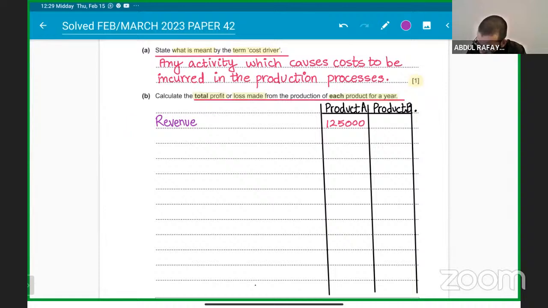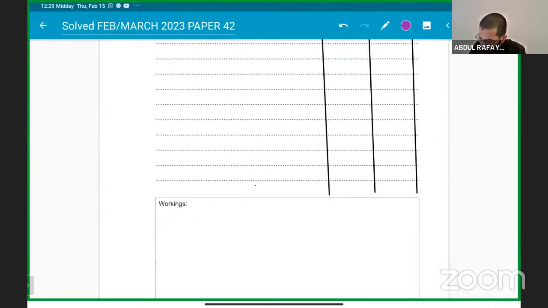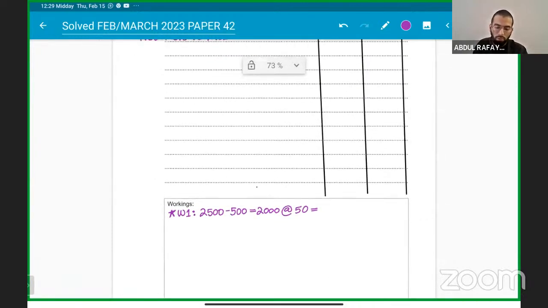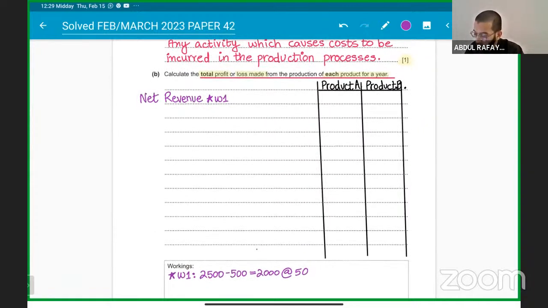Let's do it below in the column where we have the working. Net revenue will be working number one. It will be 2,500 units minus the 500 units, so 2,000 units multiplied by $50. Getting it, guys? Clear? So the answer will be that we will get $100,000 as the product A revenue. Clear on that? Okay.